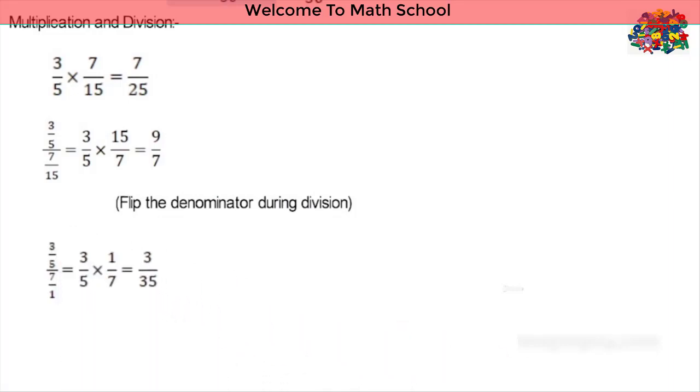Next, 3 by 5 divided by 7 by 1. Whenever the denominator consists of only one number, you consider 7 as 7 by 1. And it is nothing but 3 by 5 multiplied with 1 by 7, which is nothing but 3 by 35.